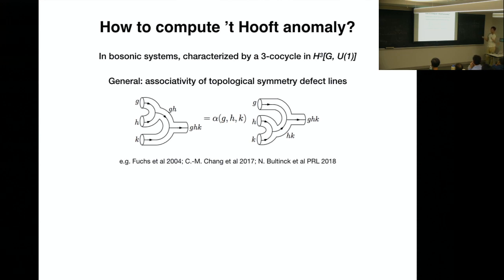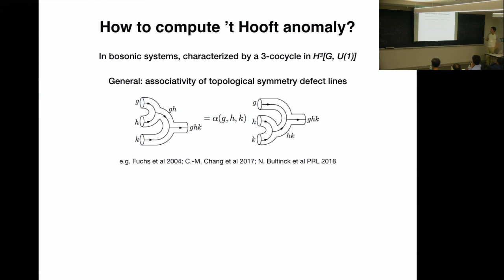Well, the most general prescription is probably just introducing symmetry defects, and in this particular context, they are called topological defect lines, labeled by the group elements. And then if you look at the associativity of these defect lines when they fuse, you can read off this phase factor. Okay, so this is probably the most general prescription that one can come up with. And well, I'm not sure this is a complete reference, but this is what I know. But this is a little too general for me, and I want something a little more concrete.